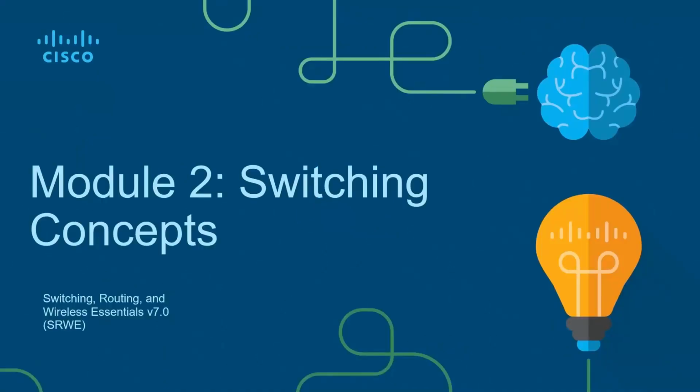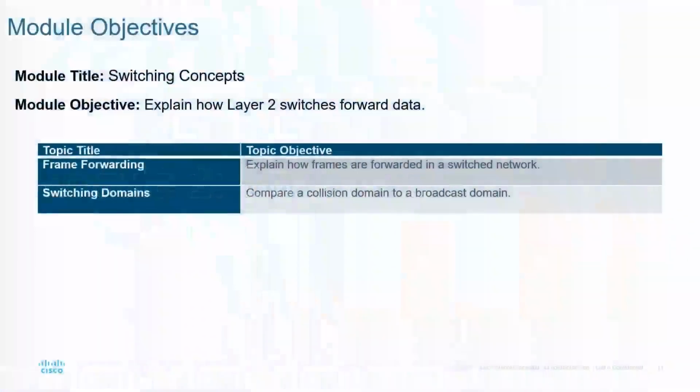Welcome. Module 2, Switching Concepts, focuses predominantly on the switching concepts, such as how the switches actually make forwarding decisions. So we're looking at two main things, and that's frame forwarding and switching domains. The switching domains will be a combination of collision and broadcast domains. So let's jump right into our frame forwarding.